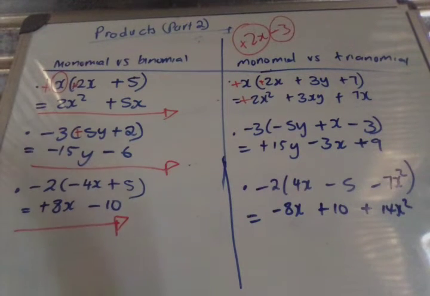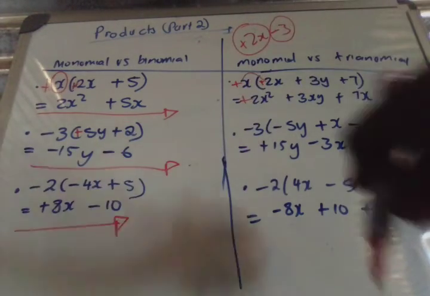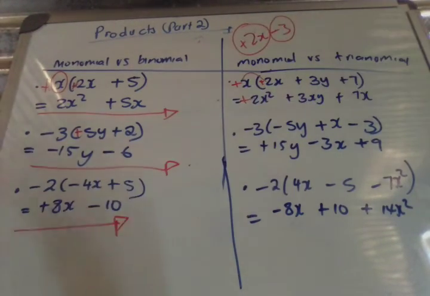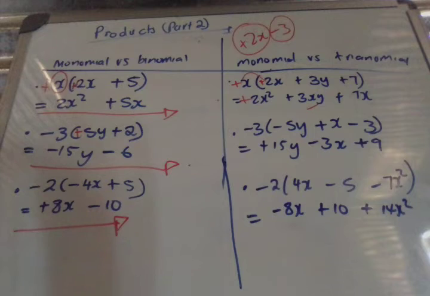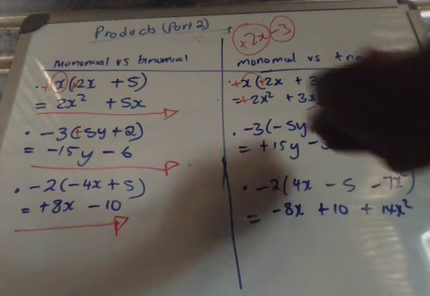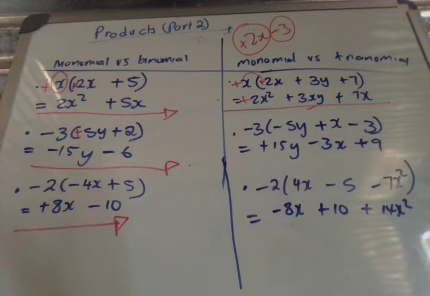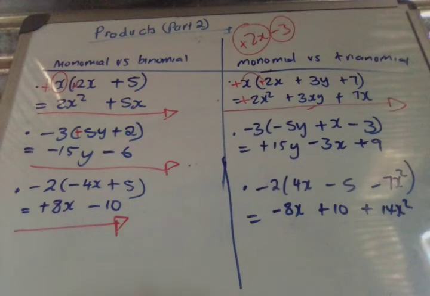So you'll have plus 2x squared, and then you multiply x times 3y, and you'll have 3xy as your answer, and then x times 7. X times 7 is going to be 7x. So this is going to be your final answer, because there are no like terms that we can add.